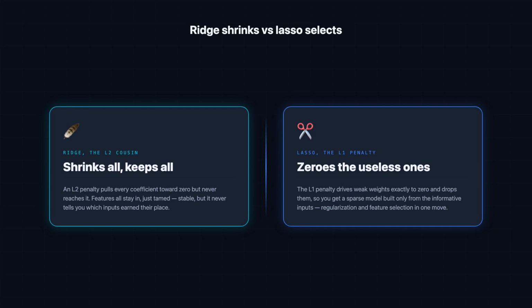What you get back is a sparse model that uses only the most informative inputs, so it both regularizes and selects features in one move. Larger lambda means fewer survivors, and the ones left are the ones that truly matter.